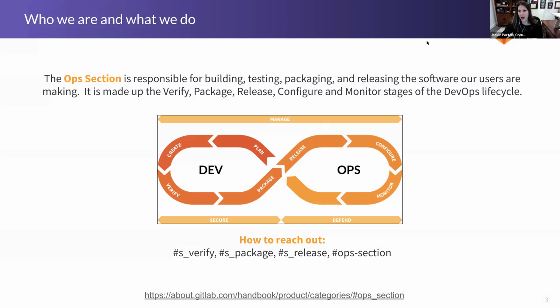So overall, the ops section is comprised of release, configure, monitor, and the verify stage. We have a lot of details around what these different visions are, but the primary function is to help teams release their code and to monitor that code into a production state. If you have any questions internally, we have all these different Slack channels, so please reach out to us. We're definitely eager to help you out. This particular session is about the S-Verify stage.